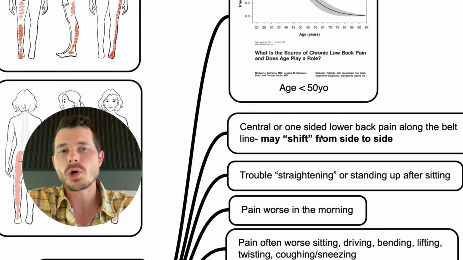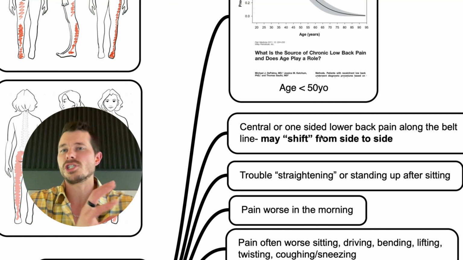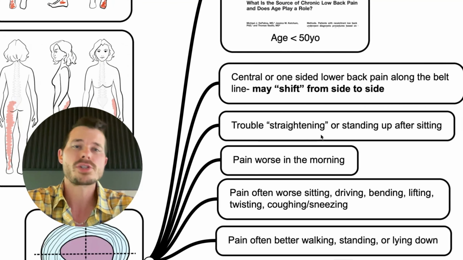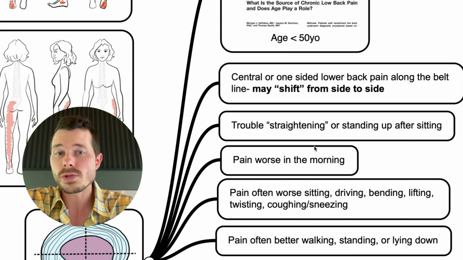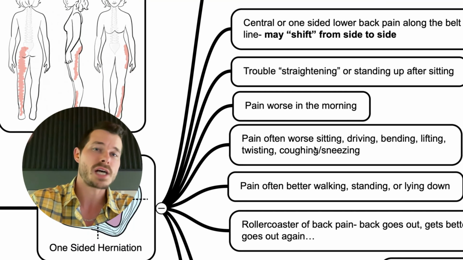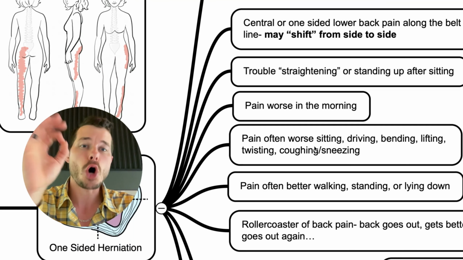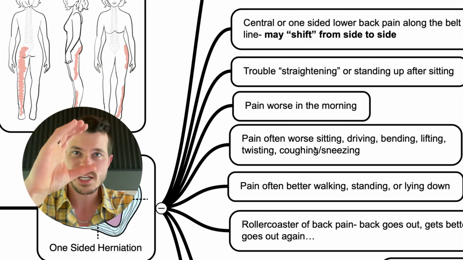Symptoms are often central or one-sided along the belt line. They may shift right to left a little bit. Oftentimes there is trouble straightening or standing up after you've been seated for a while. Pain is often worse first thing in the morning because disc pressure is highest in the morning. Again, it's often worse with sitting, driving, bending, lifting, coughing, sneezing.